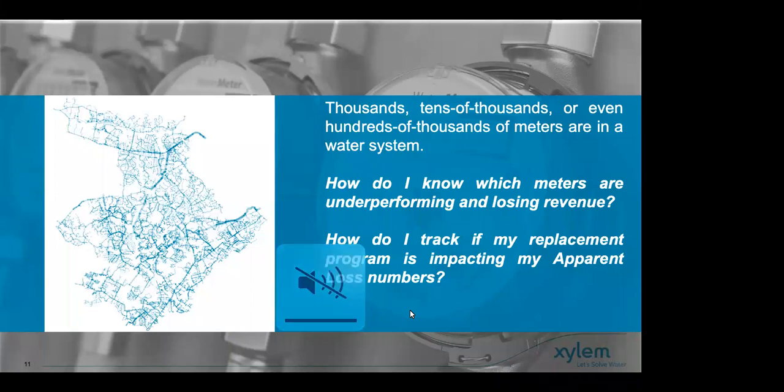And secondly, how do they track the impact of apparent loss actions? Meters may be changed that don't need to be changed. So they need to track the impact their metering strategy is having.